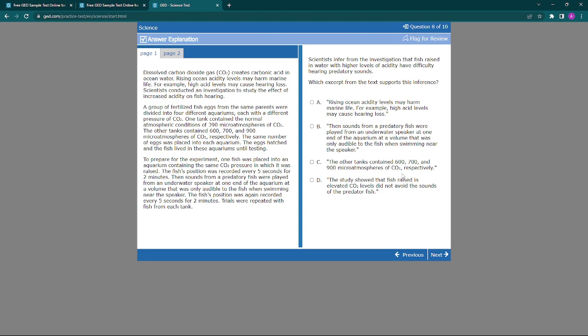And then this one, dissolved carbon dioxide gas, CO2, creates carbonic acid in ocean water. Rising ocean acidity levels may harm marine life. For example, high acid levels may cause hearing loss. Scientists conducted an investigation to study the effect of increased acidity on fish hearing.